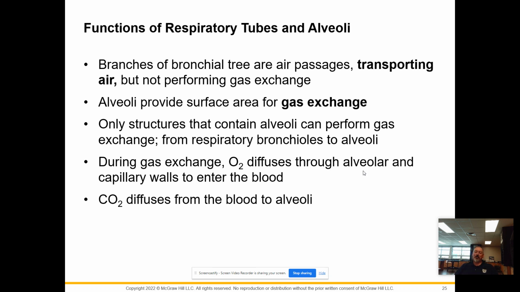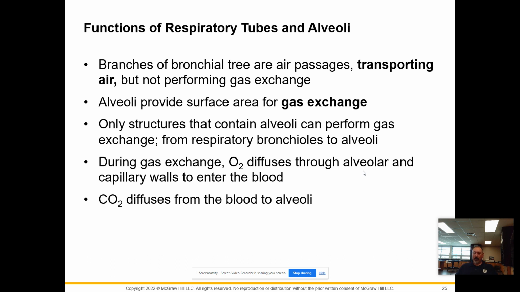So the branches of the bronchial tree are air passages. They transport air, but they don't perform gas exchange. Bronchioles don't do gas exchange. They're just a highway system. They move things in and out. There's no side pit stops going on, fueling or defueling or whatever. The alveoli, this is where gas exchange occurs. So only structures that contain alveoli can perform gas exchange.